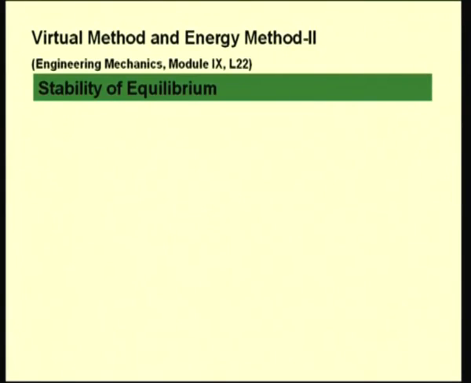In today's lecture we will see a method of analysis for the stability of equilibrium. The potential energy method that we discussed in the last lecture is useful in analyzing the stability of equilibrium of a rigid body or a system of rigid bodies. So, for your reference, this is lecture number 22 of the engineering mechanics course.